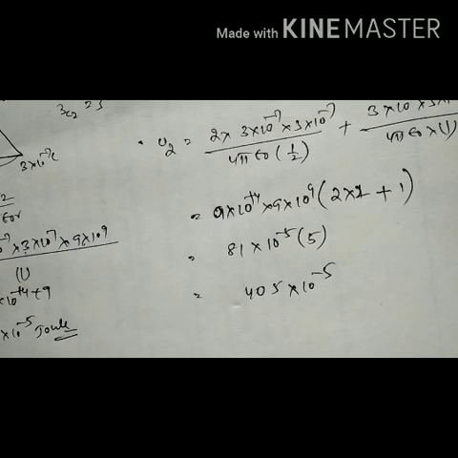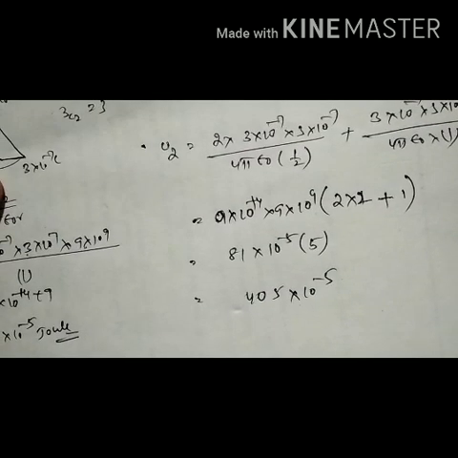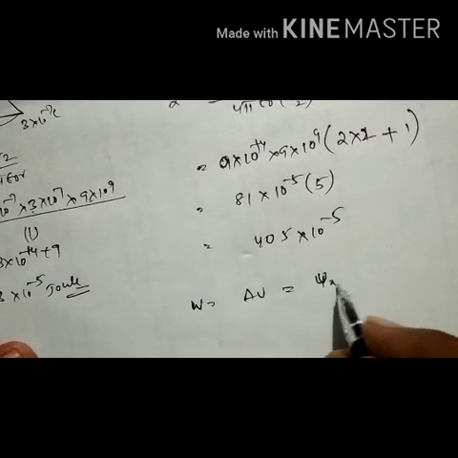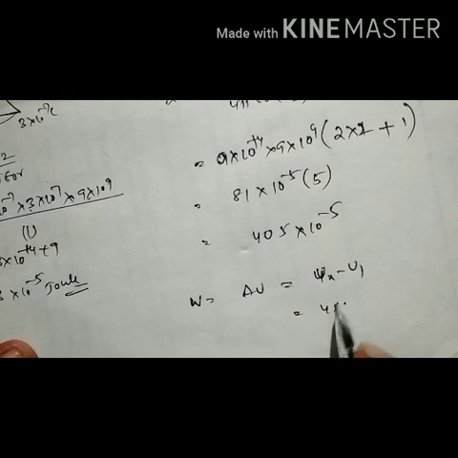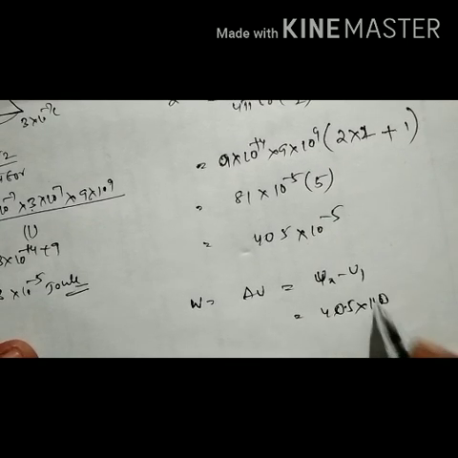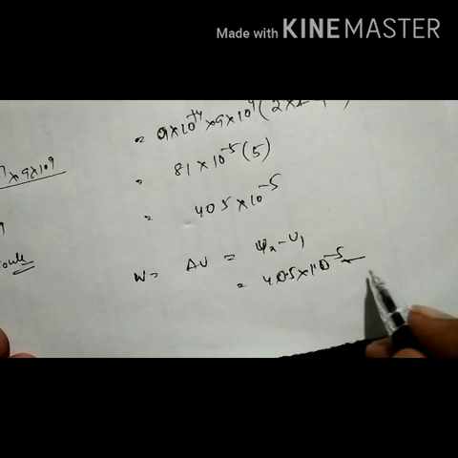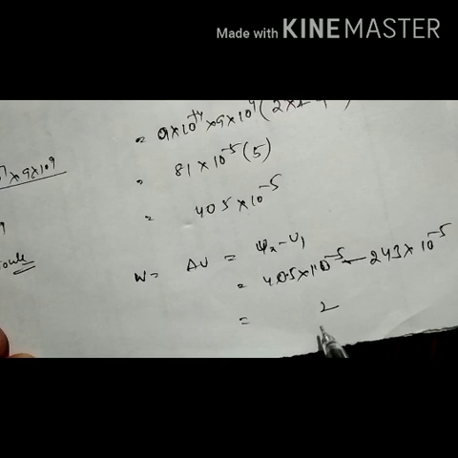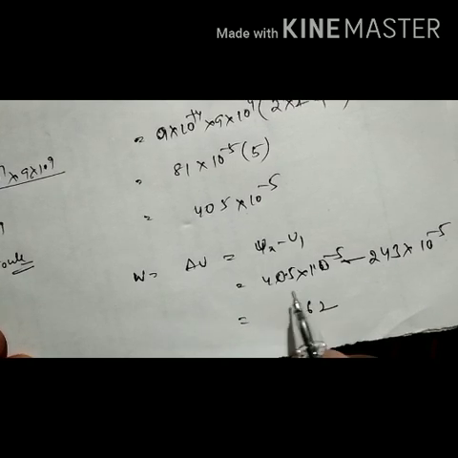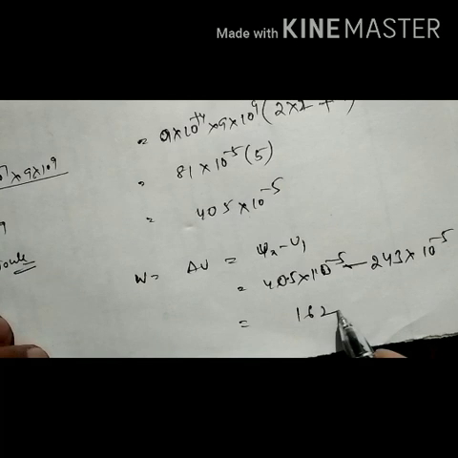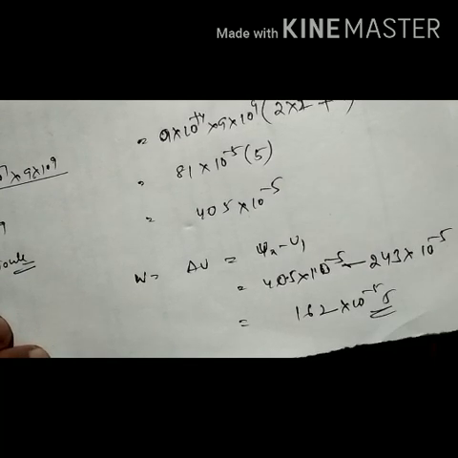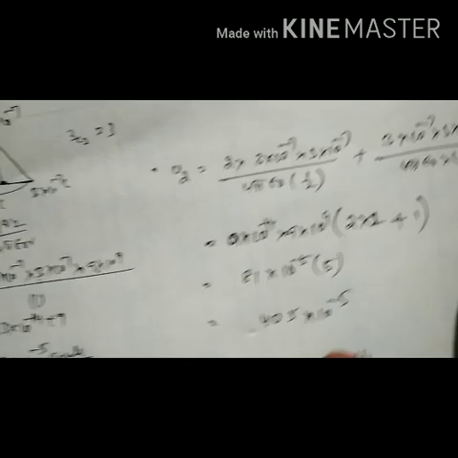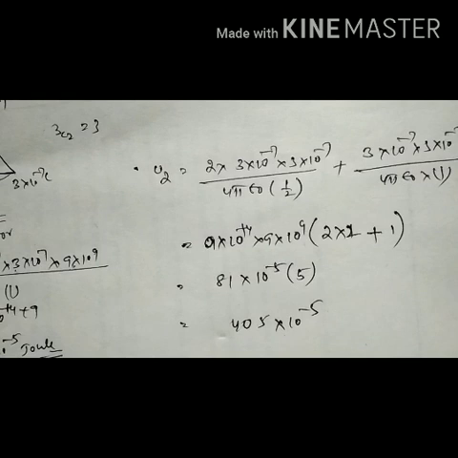What is the work done in moving this charge from this point to the midpoint? Work done is equal to the change in potential energy, U2 minus U1, which is 405 into 10 to the power of minus 5 minus 243 into 10 to the power of minus 5. Approximately it is 162 into 10 to the power of minus 5 joules. So like this you can calculate. I think you have understood what electrostatic potential energy is. Okay.